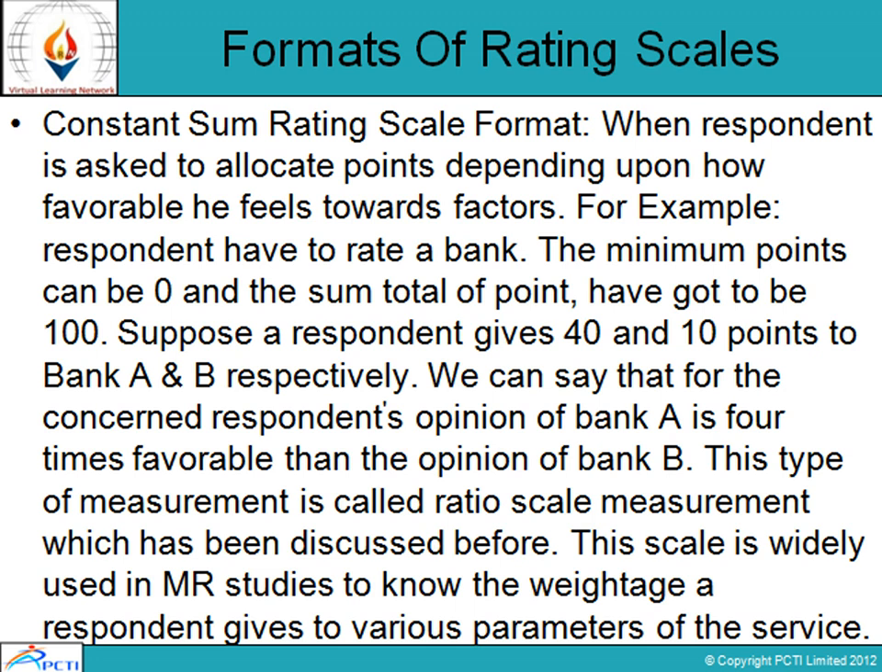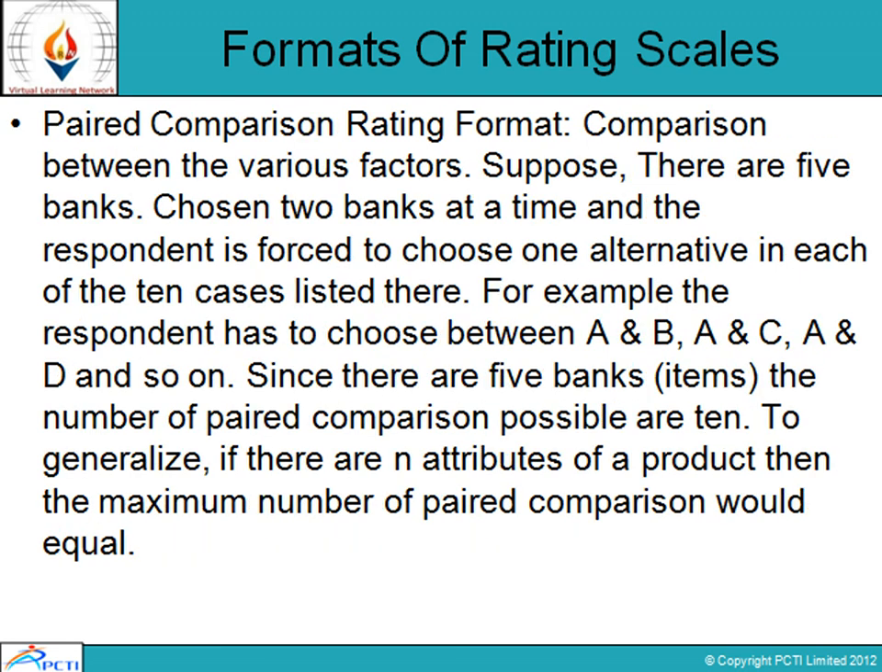Then comes constant sum rating scale. Here, when the respondent is required to allocate points depending upon how favorable he feels towards a factor, that is referred to as constant sum rating scale. Then there is this method of paired comparison rating scale. Here comparisons between various factors are done.